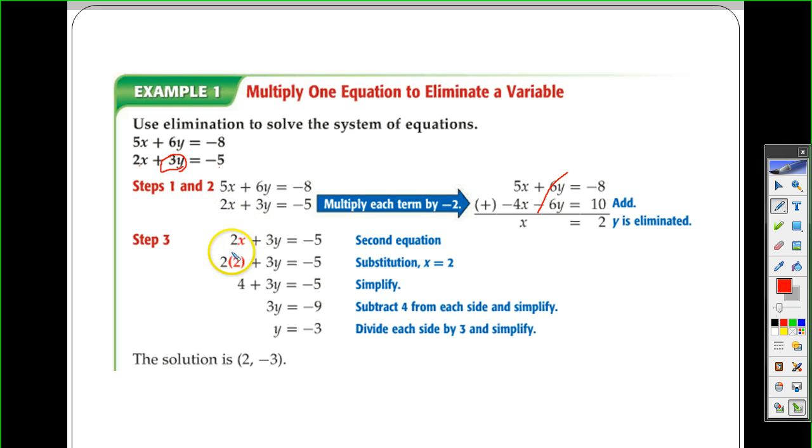So now the next step is the same as the previous section. You're going to put the x in one of these equations. They chose the second equation. So instead of x, you put 2. And that makes it 4 plus 3y equals negative 5. Subtract 4 on each side, and you have y equals negative 3. So here's your x, here is your y: x is 2 and y is negative 3.